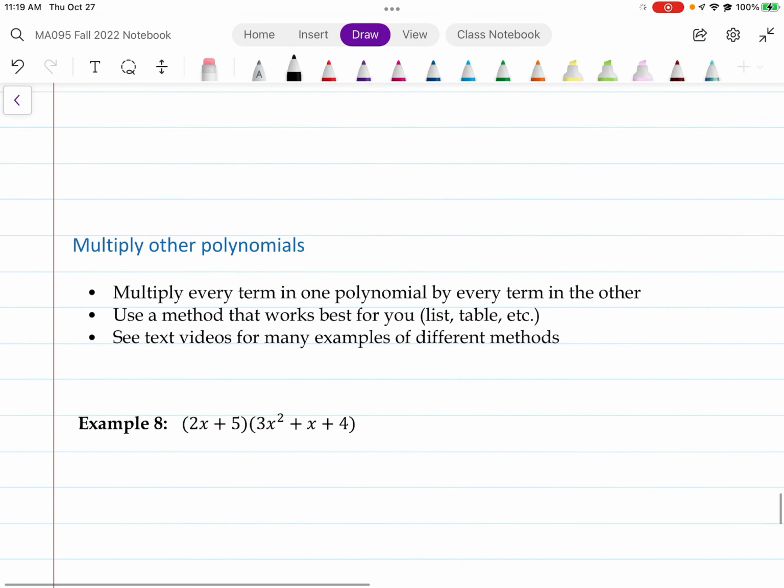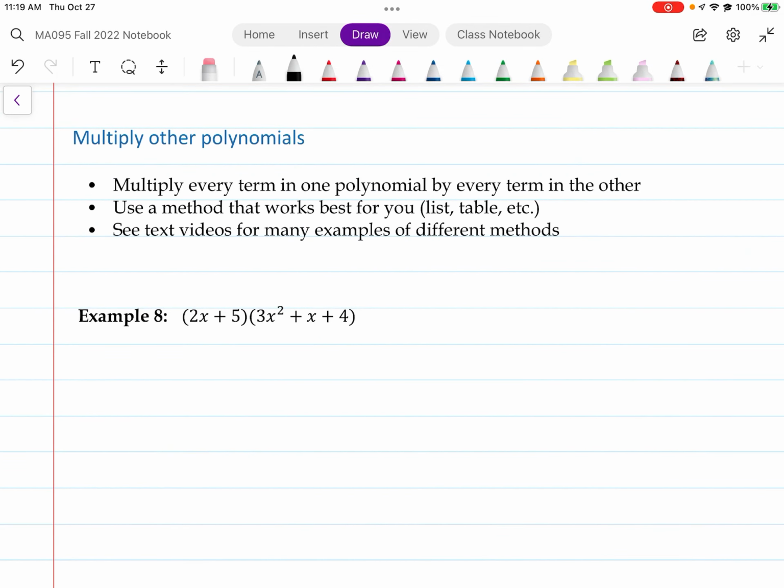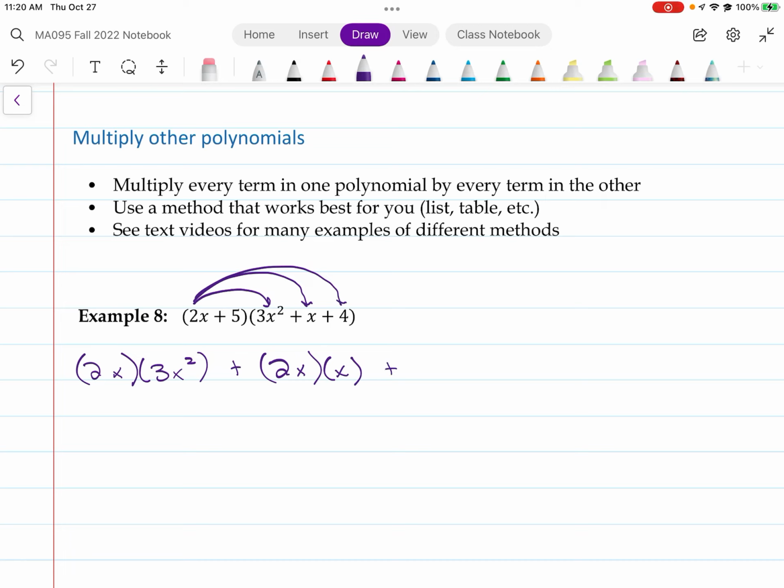All right, so multiplying other polynomials, we're going to multiply every term in one polynomial by every term in the other. So just what we just did basically, but not using an acronym. So we're going to have to do this one. So we get 2x times 3x squared. And then we're going to do this one. So plus 2x times x. And then we're going to have to do this one. Plus 2x times 4.